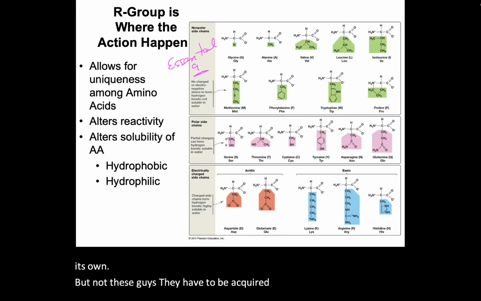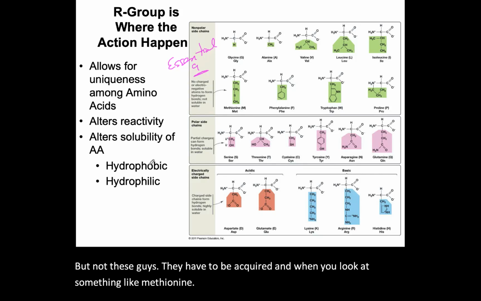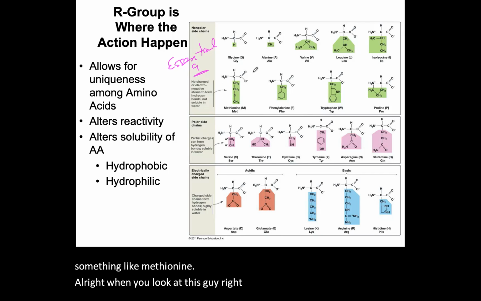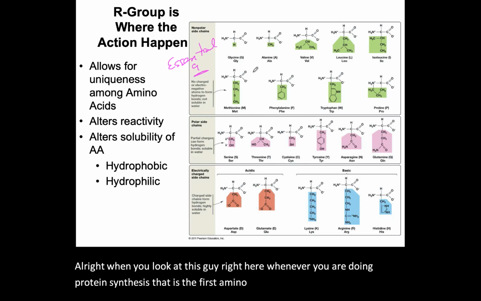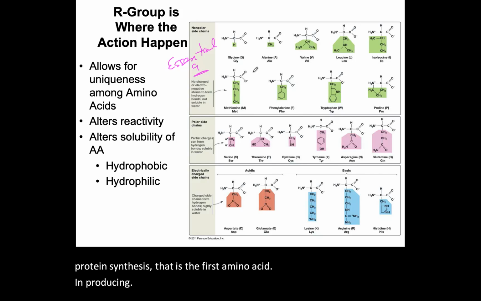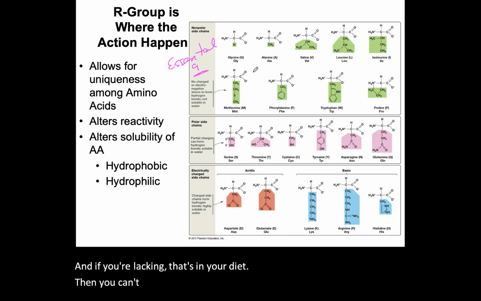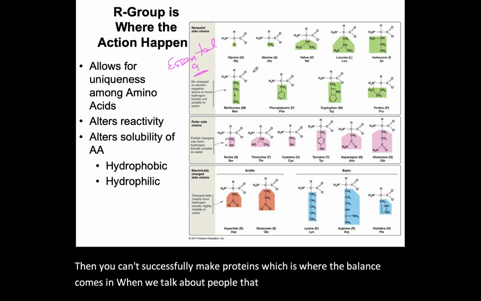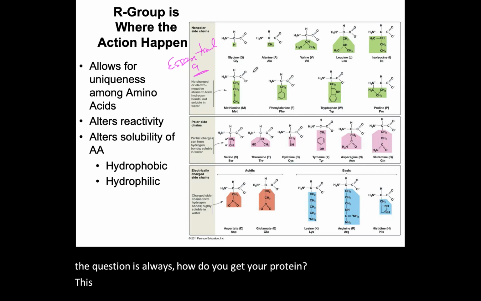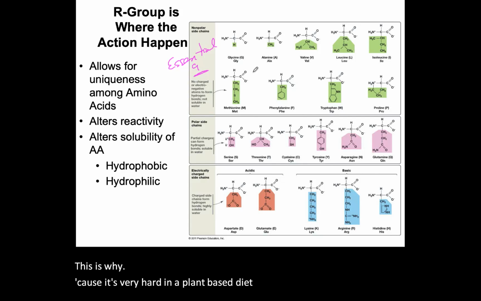And when you look at something like methionine, when you look at this guy right here, whenever you are doing protein synthesis, that is the first amino acid in producing the protein. And if you're lacking that in your diet, then you can't successfully make proteins. Which is where the balance comes in when we talk about people that are vegan and vegetarian. And the question is always, how do you get your protein? This is why. Because it's very hard in a plant-based diet to get adequate levels of protein.